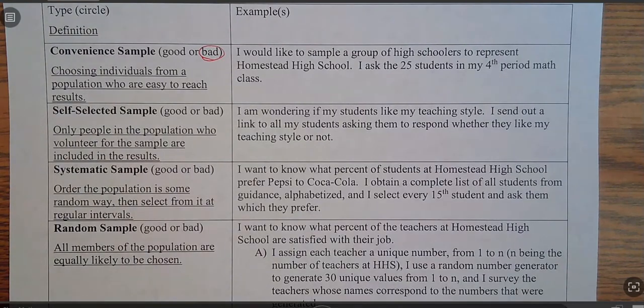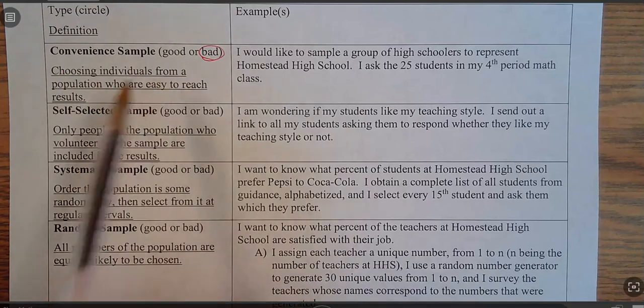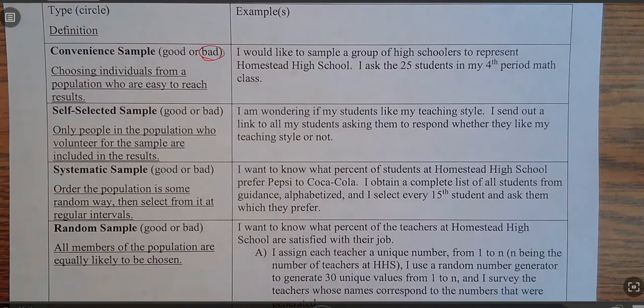Rarely is a convenience sample a good representation of the population. So again, you're just getting individuals who are easy to reach at that time. So you're quickly trying to get some results.